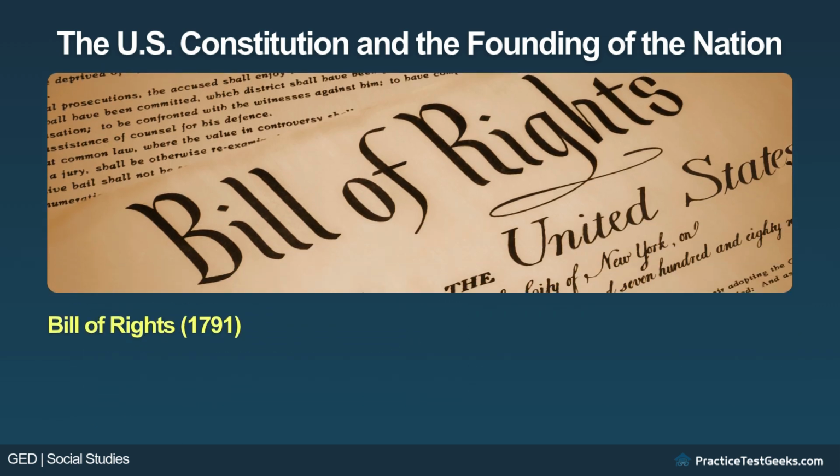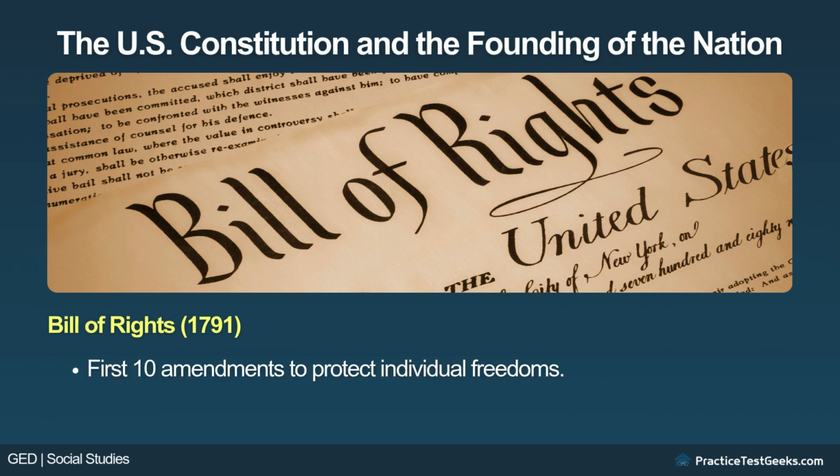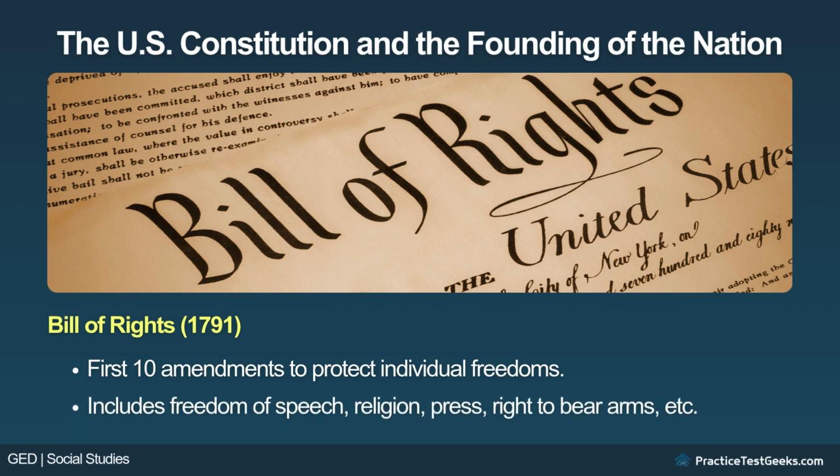Bill of Rights, 1791. To ensure citizens' rights were protected, the first 10 amendments were added to the Constitution. These are called the Bill of Rights. They include key freedoms like freedom of speech, religion, the press, the right to bear arms, and protection from unfair government actions.